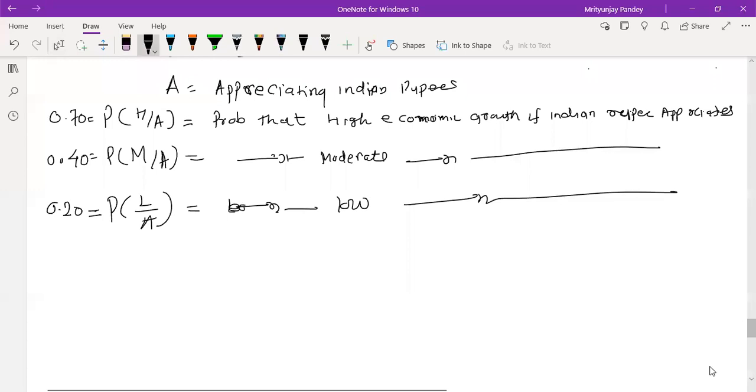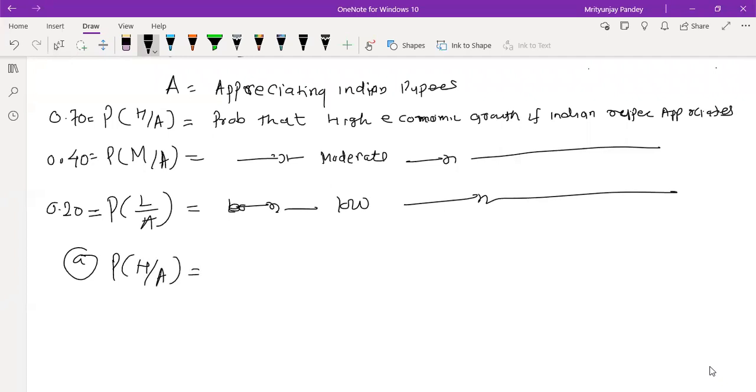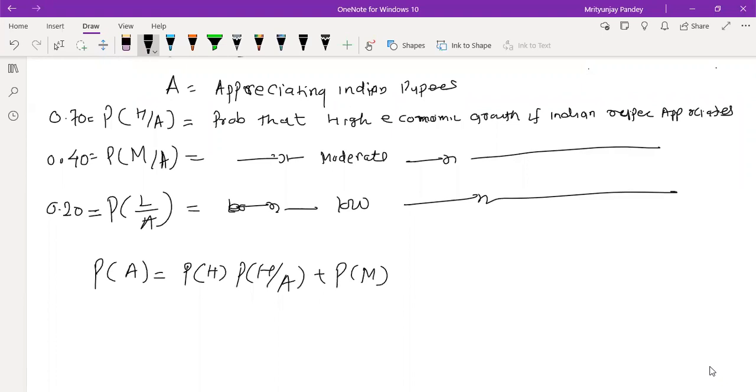Now the first part of your question is what? P of H by A. What is the formula? First of all, you have to calculate P of A, because that is given, and then your first part. So what is the formula of P of A, the probability that the Indian currency appreciates? P of H into P of A by H, plus P of M into P of A by M, plus P of L into P of A by L. Yes.